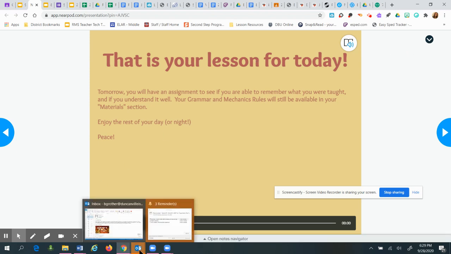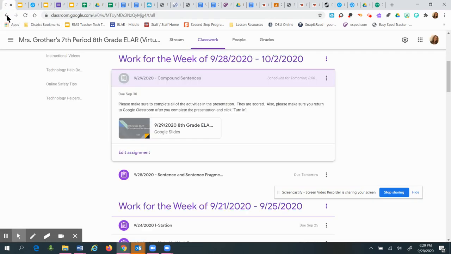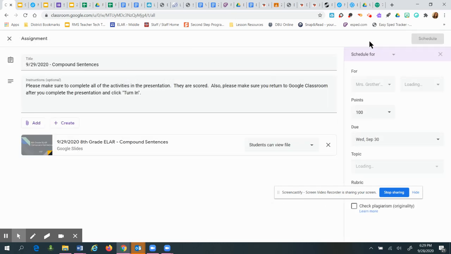That's it. Nearpod will record everything for me. All you have to do is go back to Google Classroom, back to your assignment, but mine is different. I don't have a turn in button. But you would go back to your assignment, and I think up here somewhere it says turn in. So make sure and get that turned in.